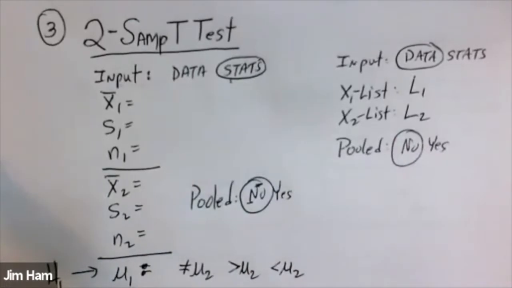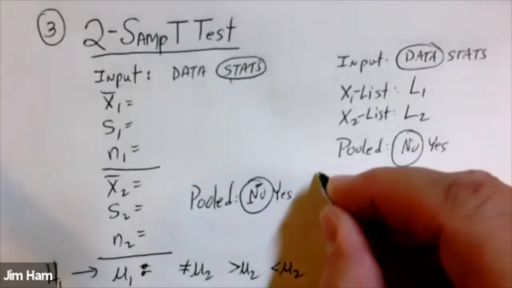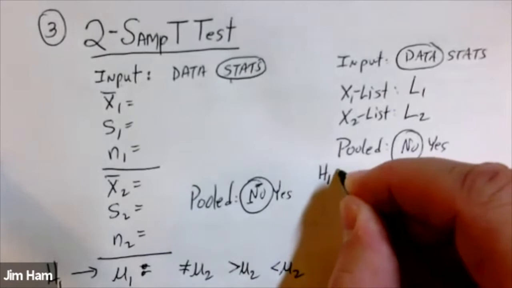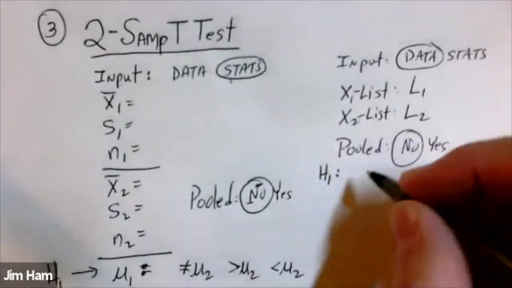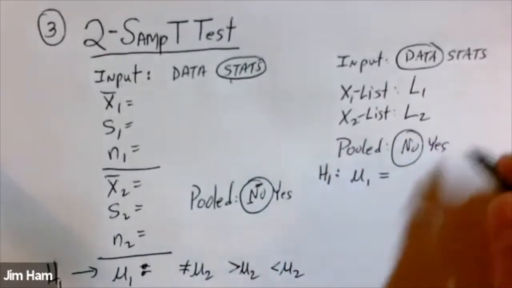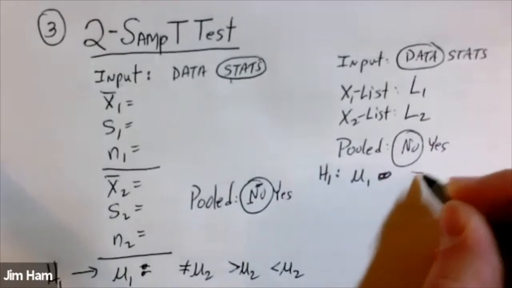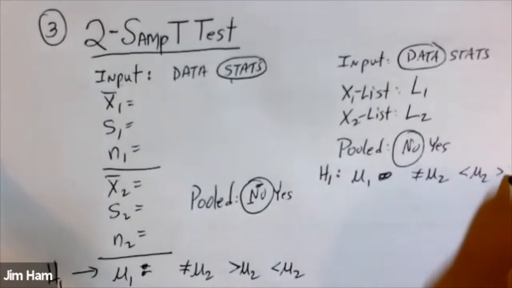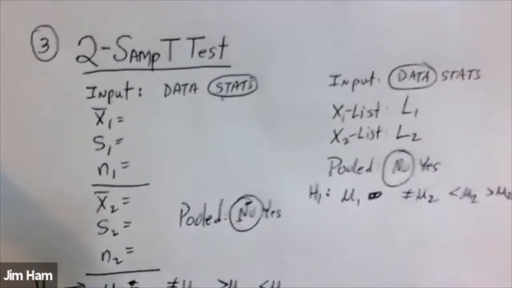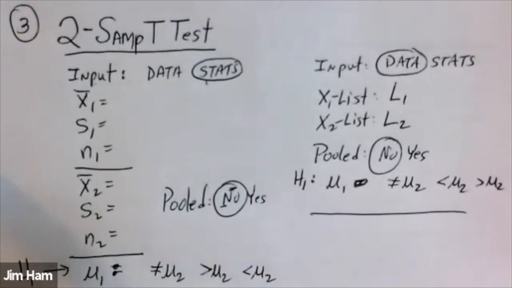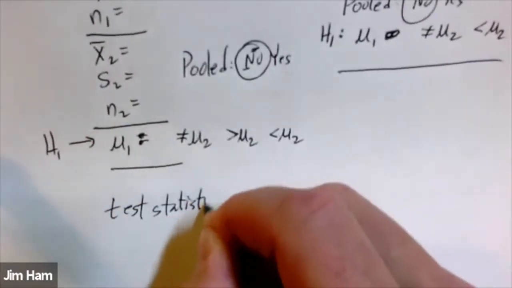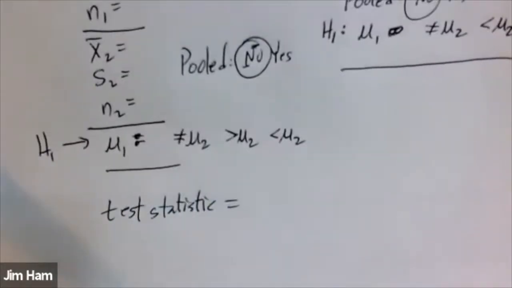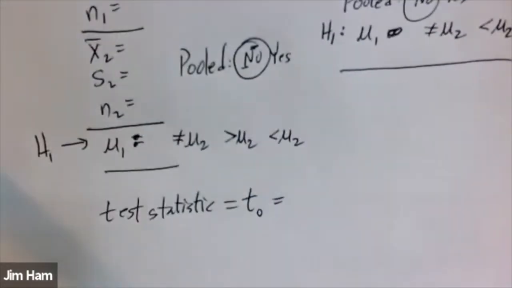So always select no. And then as before, you have to say something about the alternative hypothesis. Mu1 not equal to mu2, less than mu2, or greater than mu2. And you have to select one of those. All right, so this will get you the test statistic and the p-value. The test statistic that we're going to be using is a t. Our author calls it t sub 0, is the test statistic.